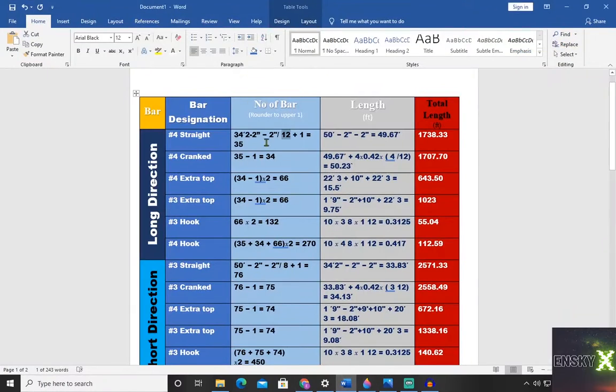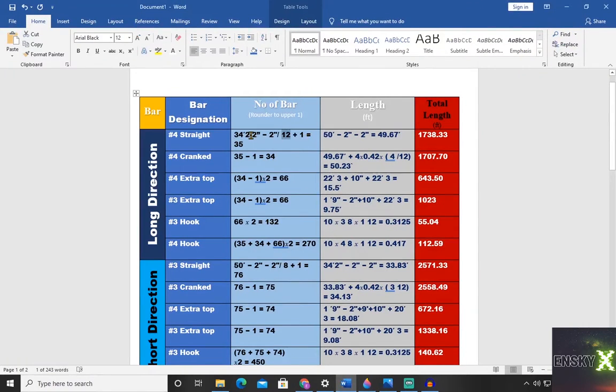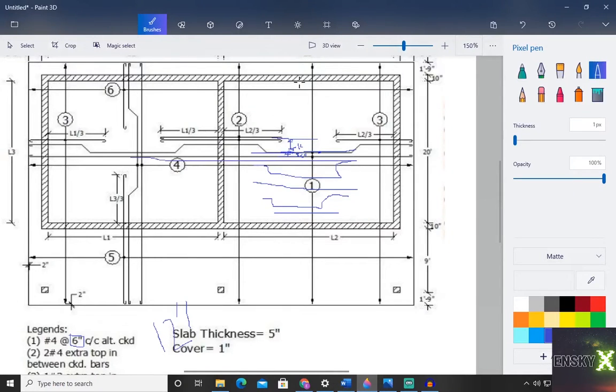So now we put 12 here, then we have to add 1. Why do we have to add 1? Look at that. If we put a straight bar, then a crank bar, then a straight bar, then another crank bar, the last one we have to just add 1, then we finish up the total calculation. That's why we add 1, and when we finish the calculation, we get that we will need 35 straight bars. This straight bar will be needed for this length. Okay, so we have those.